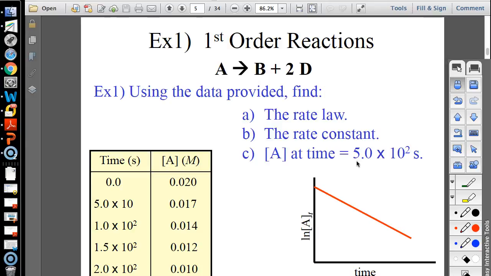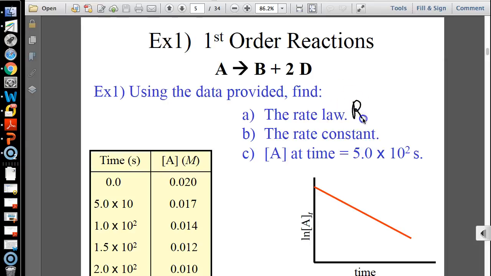All right, so how does this even apply to anything? Well, let's look. If I'm asked to write the rate law for this reaction, I can see that it only has one reactant, and I can tell what the order of the reaction is. I can tell by looking at this, because the natural log of the concentration over time is a straight line. So I know it's first order. So the rate law is rate equals k, and then my only reactant is A. And that's it. That's the rate law. Done. That's the easy part.